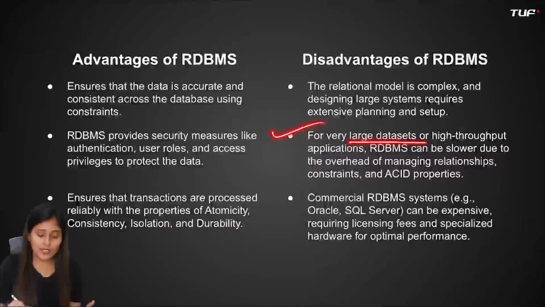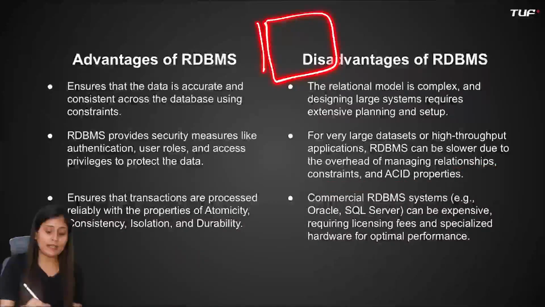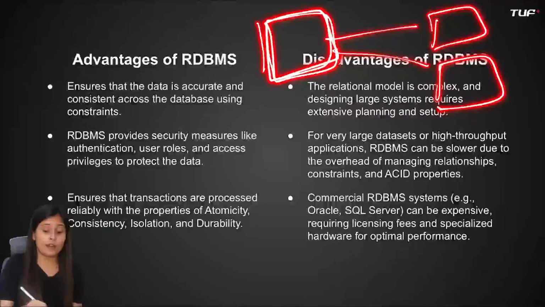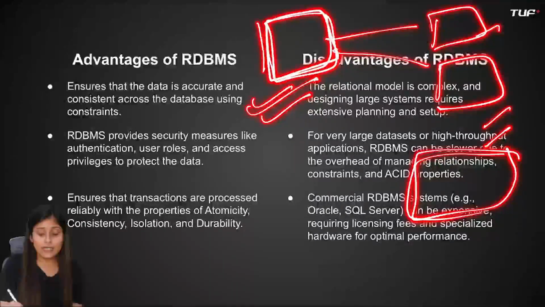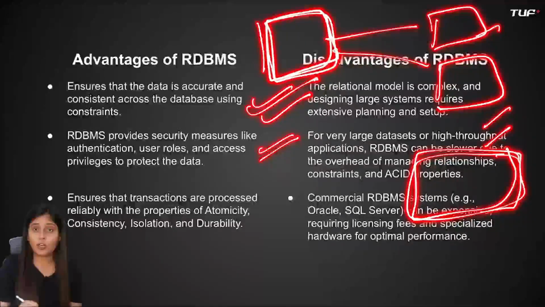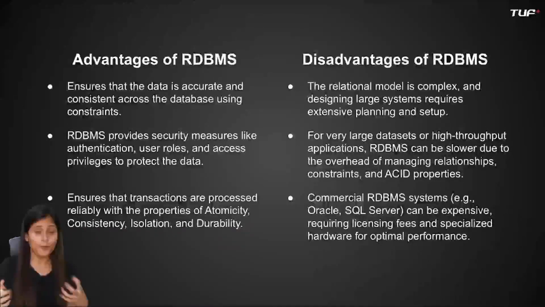For a very large data set or high-throughput applications, a relational database can be slower as well, due to the overhead of managing relationships, constraints, and ACID properties. As we know, to remove redundancy we have normalization techniques, which divide a higher-level entity into smaller ones, and maintaining those when we are talking about huge data can be complex, and that might make the system work slower.